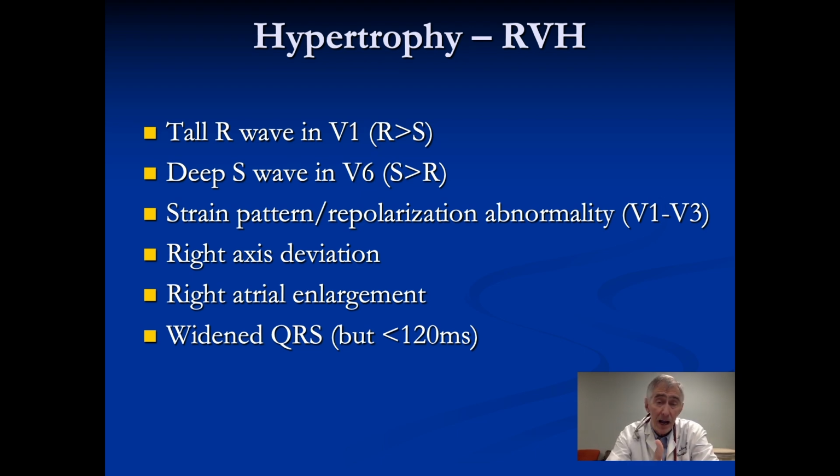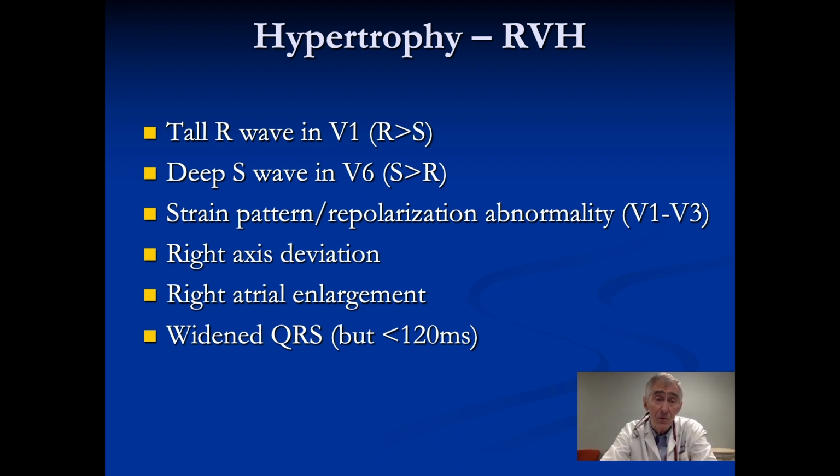You get right axis deviation, you get right atrial abnormality, you do get a little widened QRS, you get a tall R wave in V1, not a big S wave as in LVH, so a tall R wave greater than S wave in V1, because the right ventricle is right next to V1 and V2.